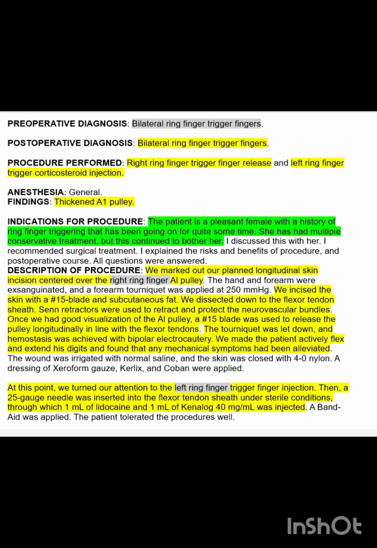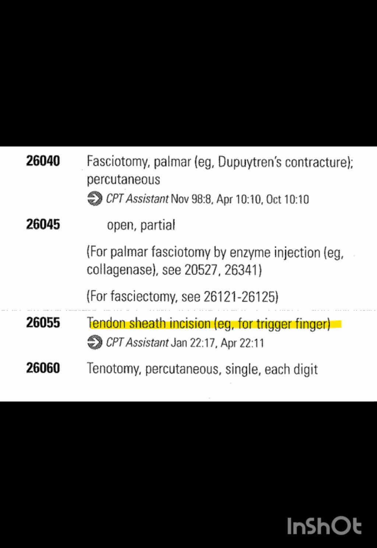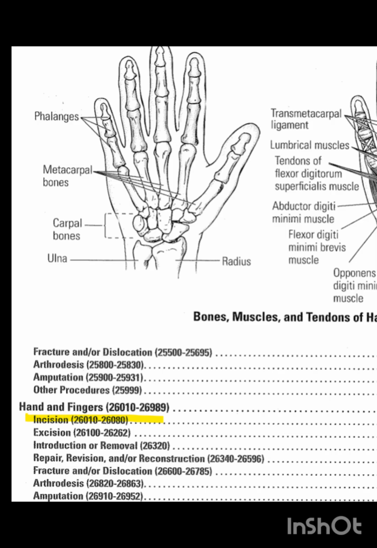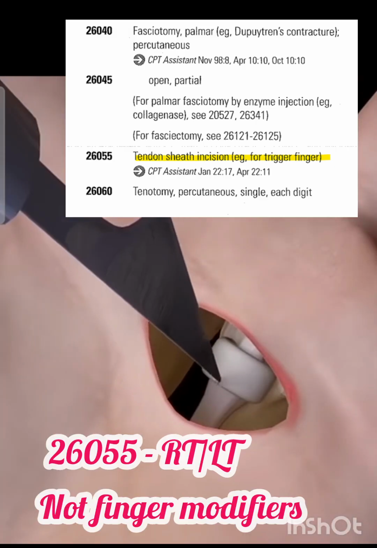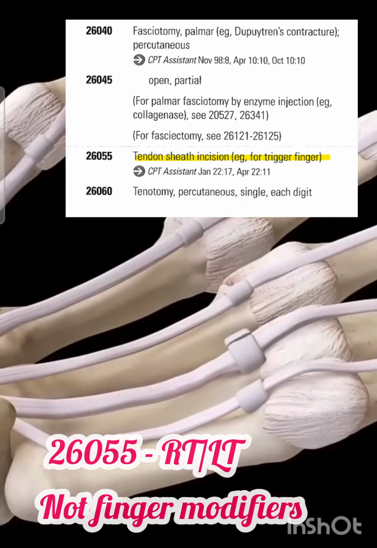of the tendon sheath. Now comes the CPT series. See, the incision is on the tendon sheath. That is why it is very essential to know exactly what is happening in the procedure. So in the trigger finger release, they incise the tendon sheath. And if you look in the CPT book, you will find it under incision only. Now one more thing, 26055 is coded with RT/LT. Why so? It is because the incision is given on the hand, not on the finger. So that is why no finger modifier, but RT/LT.